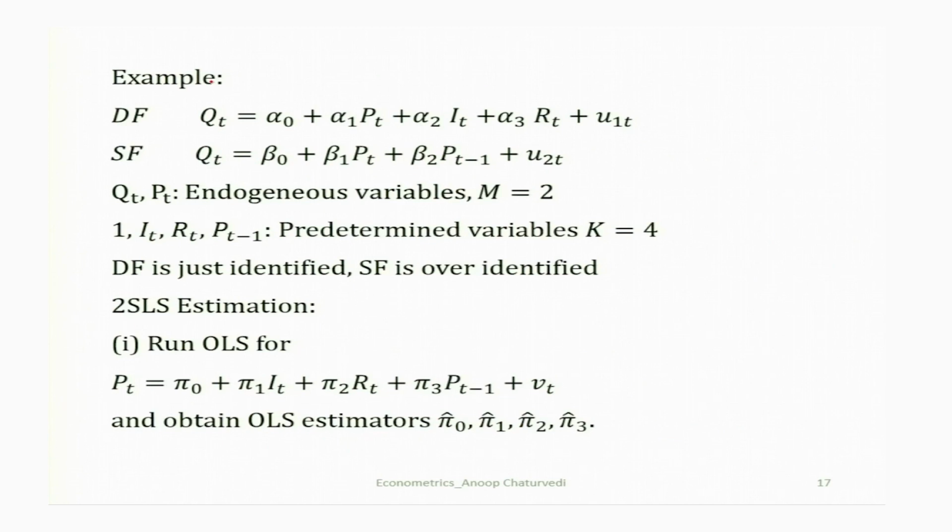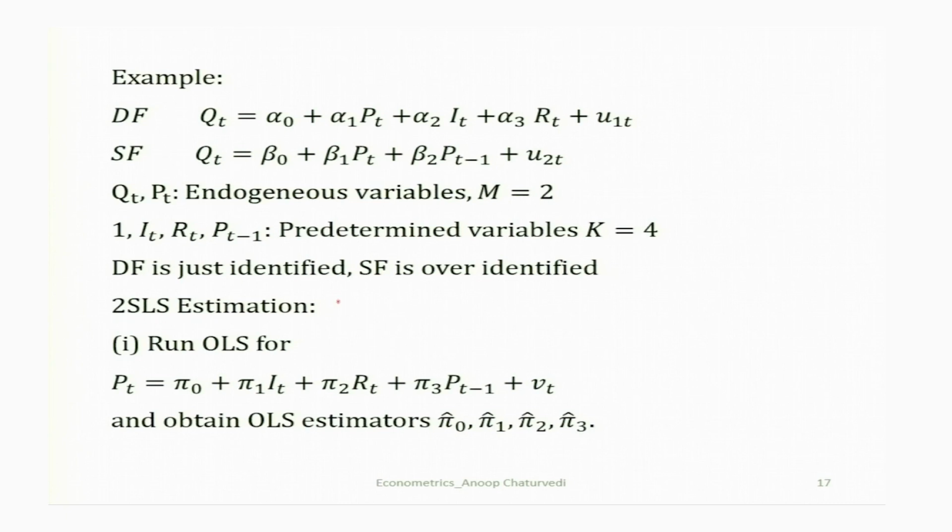Now, we consider this example of a demand function and a supply function. Here Q and P are endogenous variables, capital M is equal to 2, and 1, I, R and P_{t-1} are the predetermined variables. So capital K is equal to 4. You can easily verify that the demand function is just identified and the supply function is over identified.